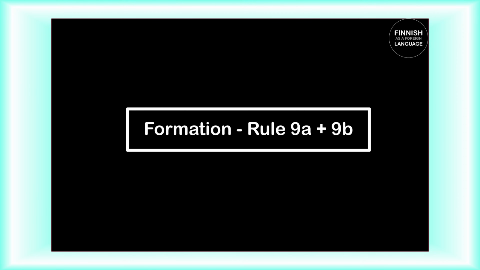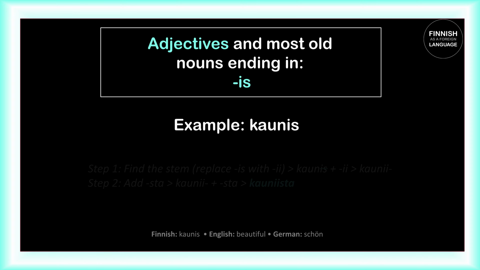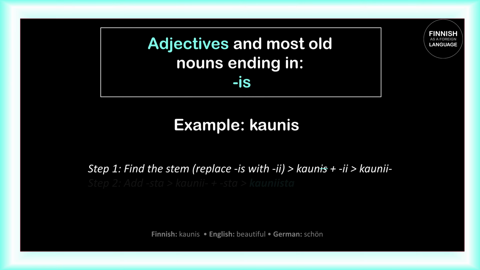Then we carry on with rule number 9, which actually consists of 2 rules. So we start with rule 9a, which is about adjectives and most old nouns ending in is. Here's one example. Kaunis means beautiful. In the first step we have to find the stem, which we get when we replace is with a double i. So that means kaunis changes to kauniii. And then in the second step we have to add sta to it, which means we have kauni plus sta and we get kauniista. This is the elative case of kaunis.